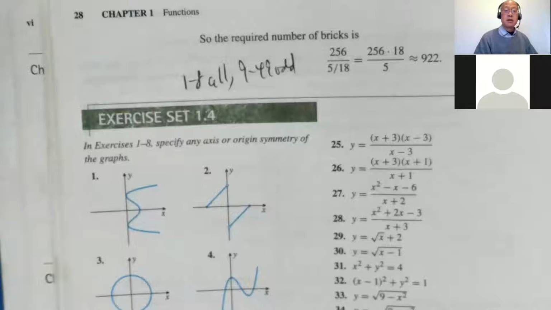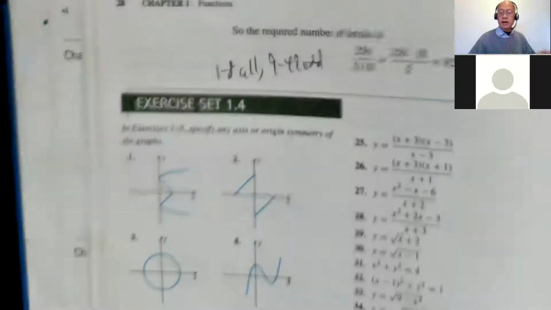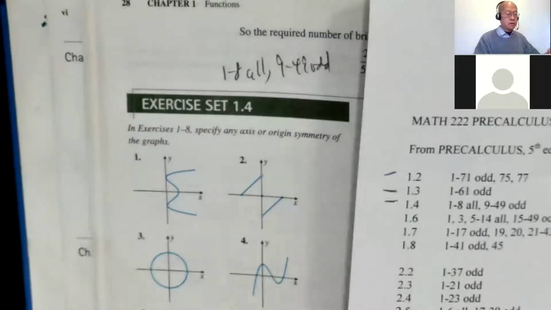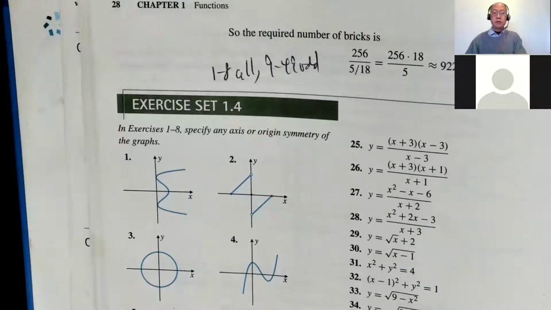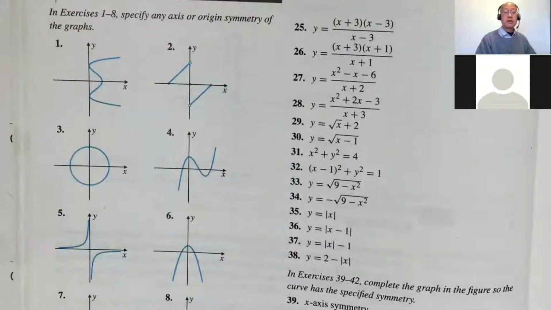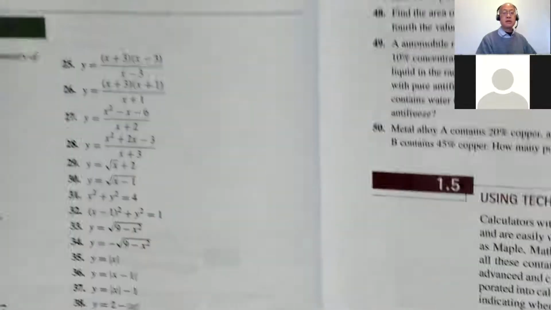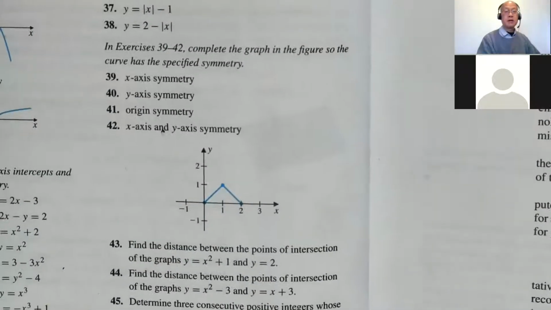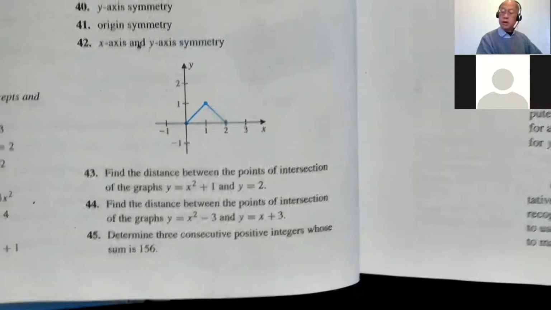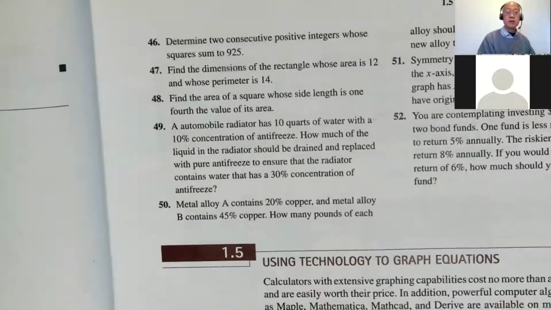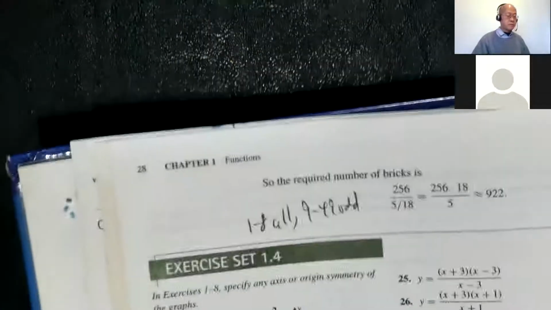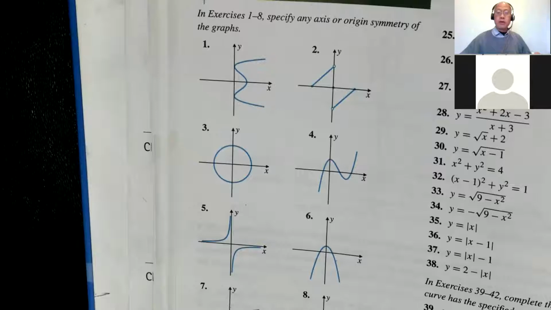Page 28. So we had 1 to 8 all and 9 to 49 odd. Here, right? Let me show you the questions again. 1 to 8. There's that. And that. And that. And let's see, how high do we have to go? 9, so there we go. All right, 1 through 8 all.